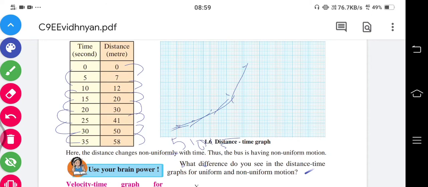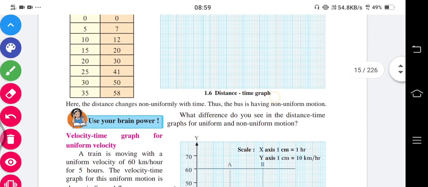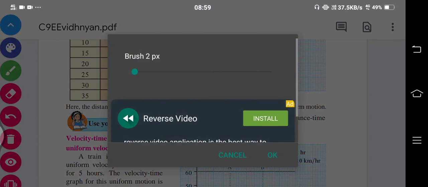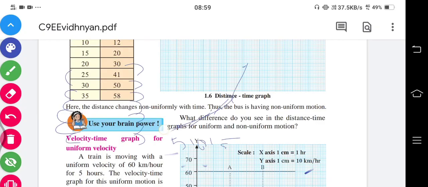Yes. So what difference do you see in the distance-time graph for uniform and non-uniform motion? That will be homework for you. You can tell me that. So what difference do you see in the distance-time graph for uniform and non-uniform motion? Okay, you can tell me that. Okay, fine. Yes.